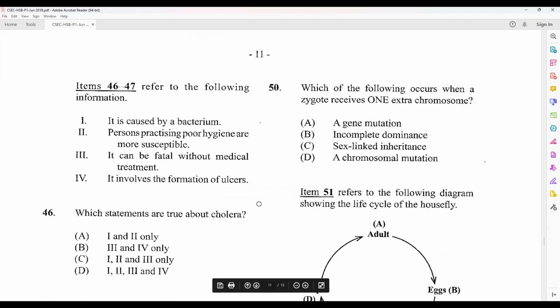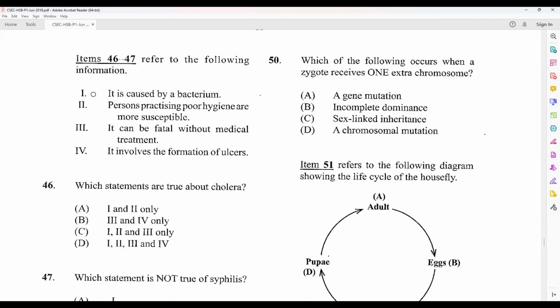Items 46 and 47 refer to the following information. So 2 questions coming from this information. It is caused by a bacterium. Persons practicing poor hygiene are more susceptible. It can be fatal without medical treatment. It involves the formation of ulcers. Which statements are true about cholera?